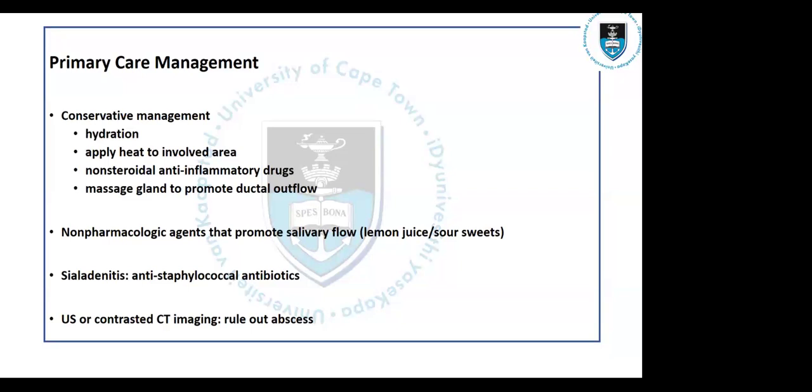Non-pharmacologic agents that promote salivary flow, such as lemon juice or sour sweets, may be helpful. If sialadenitis is suspected, anti-staphylococcal antibiotics should be administered. Ultrasound or CT imaging with contrast may be performed if there are signs suggestive of an abscess, such as fluctuance, erythema, and warmth.